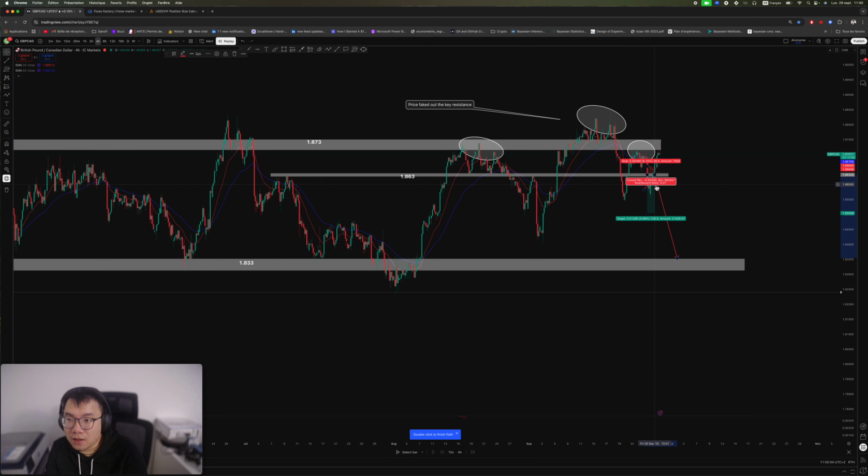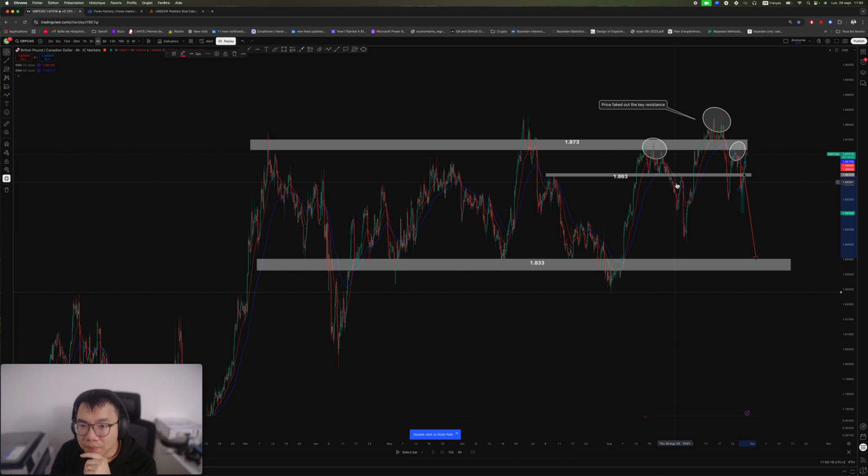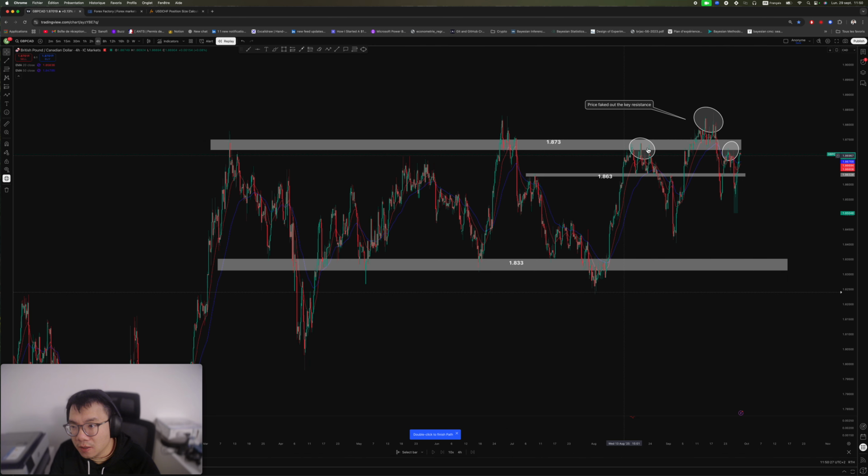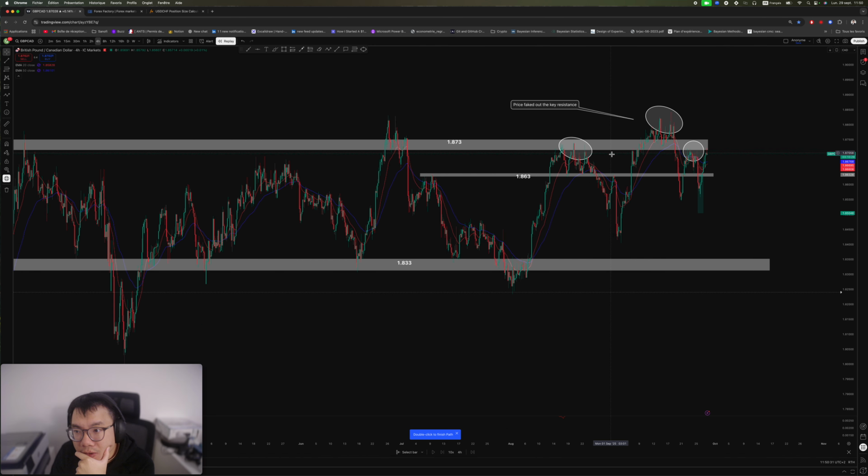But unfortunately, price just went all the way up, and my stop loss was hit quite quickly. So that was unfortunate. But when I look back at this setup, I think it was a good loss because the levels are pretty clean.